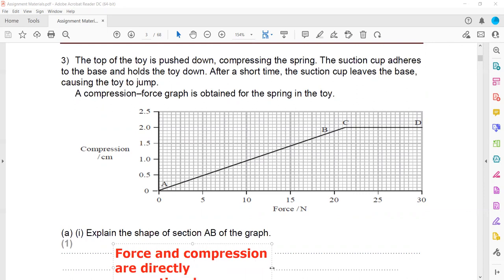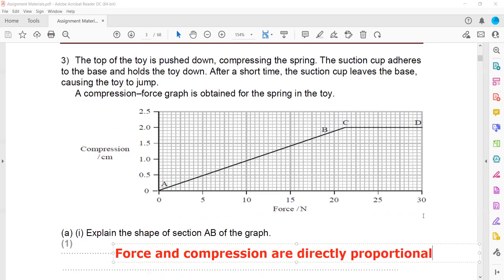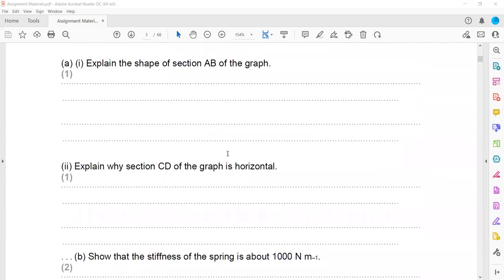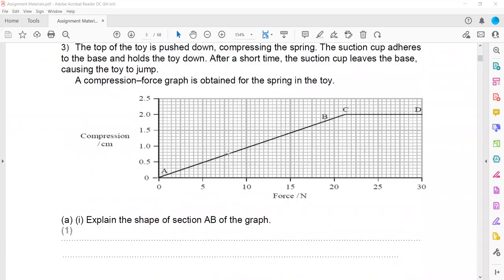So force and compression are directly proportional in this region. And we can also say that the spring is obeying Hooke's law. So force extension or force compression, both terms are there. Then explain why the section CD of the graph is horizontal. Like why is there no change in the length?